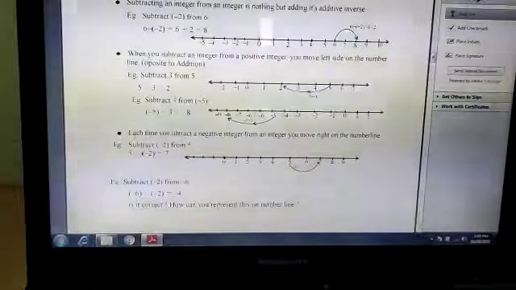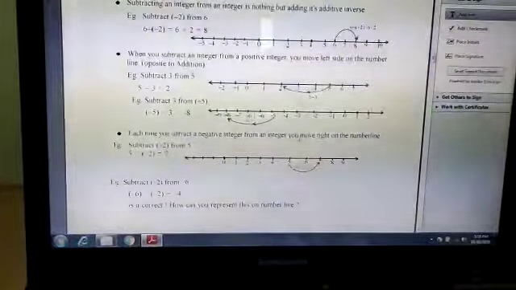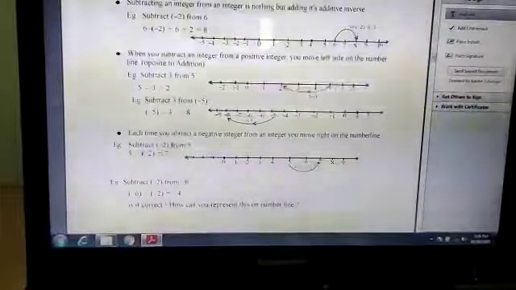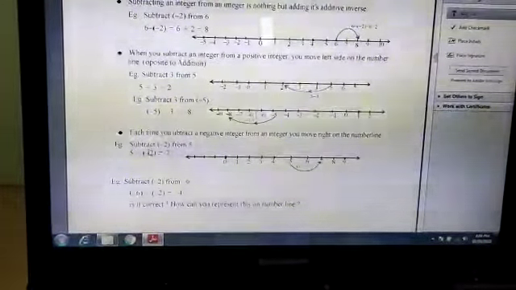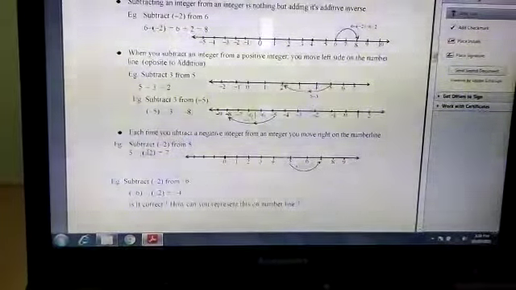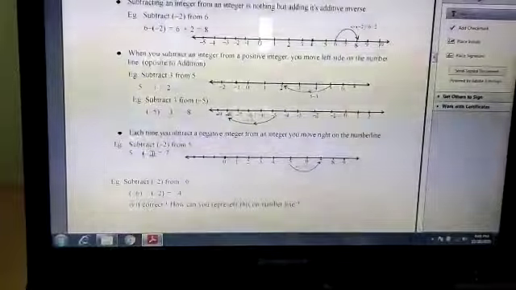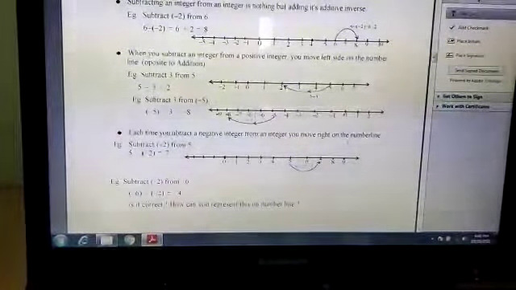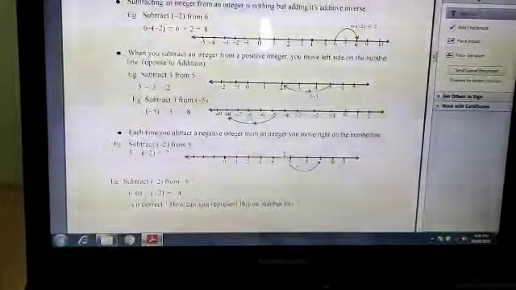Next, each time you subtract a negative integer from an integer, you move right side on the number line. That means when you subtract the negative integer, minus of minus becomes plus. When minus of minus becomes plus, that means you have to move right side. You can see here. This is how you have to do the subtraction of integers.